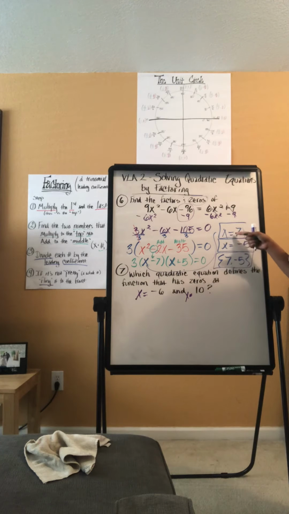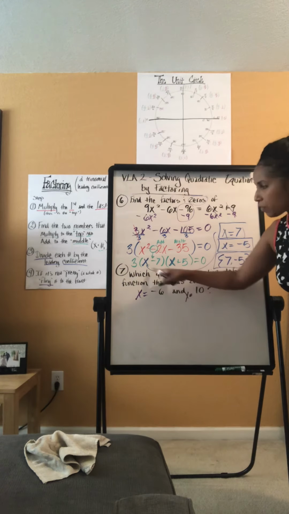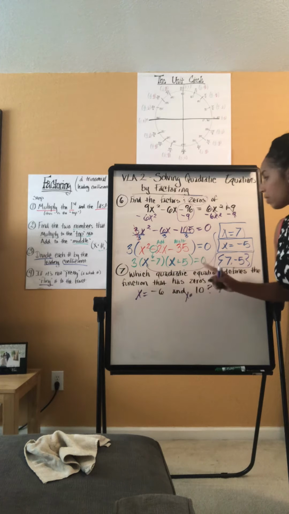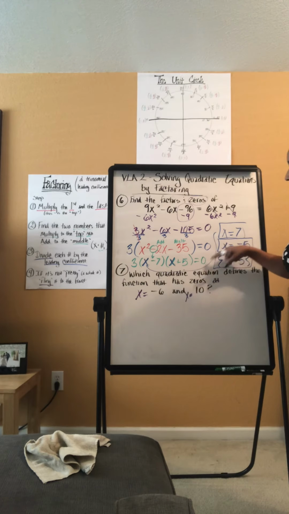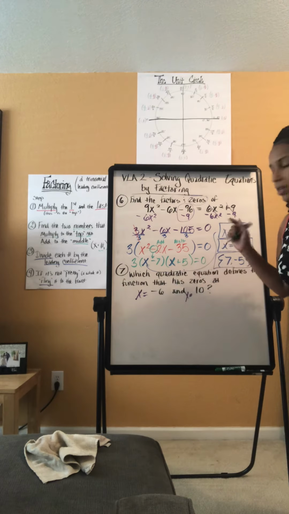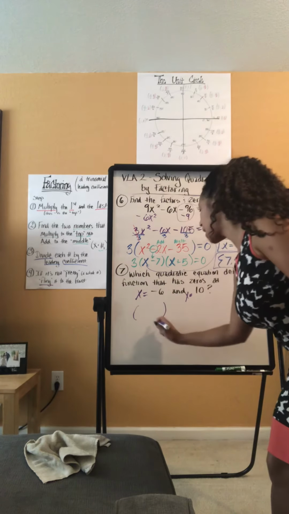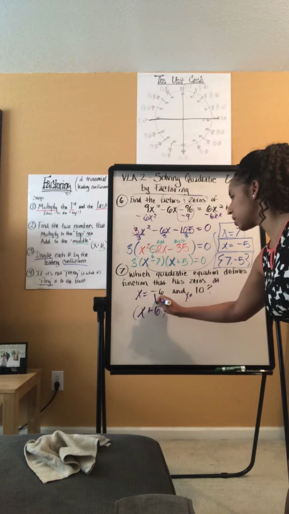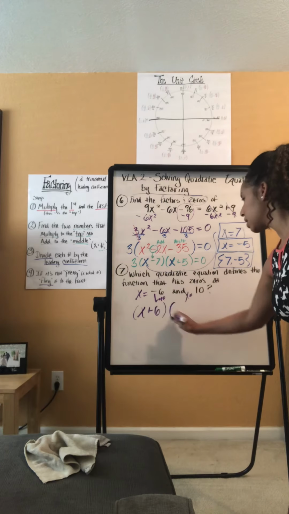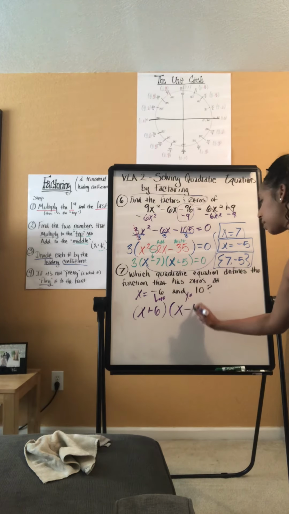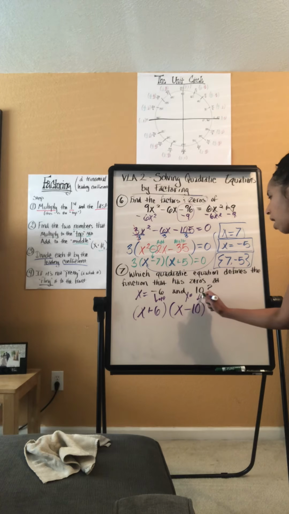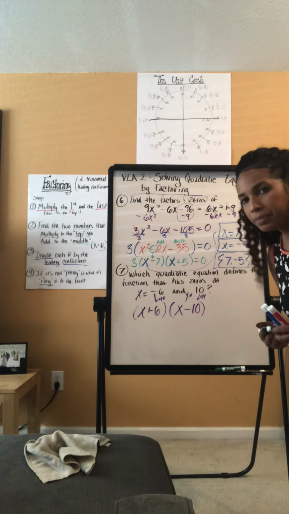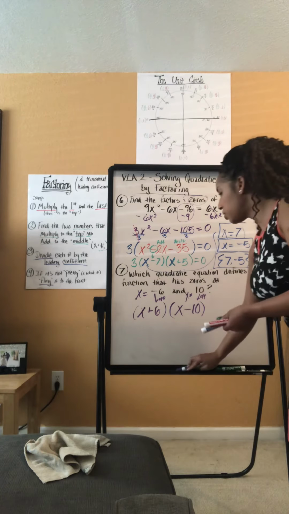If I was working backwards, when I had that 7, it came from an x minus 7, right? And my negative 5 came from an x plus 5. So that's what I'm going to do. This negative 6 came from an x plus 6. It's the opposite. And this 10 came from an x minus 10. Again, you want the opposite.